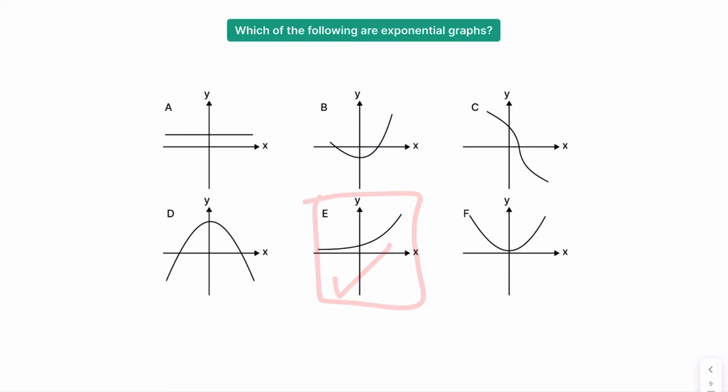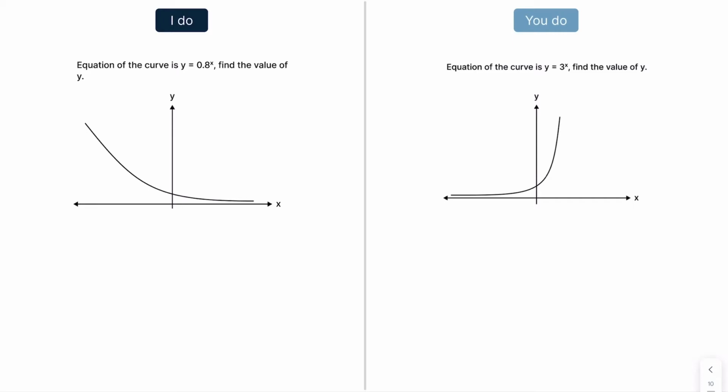Well, what about F? Now, F doesn't cross the x-axis, and it does rapidly increase, but it should only rapidly increase on one side, not both sides. Okay, so if it increased on this side, it should be getting close to the x-axis on this side, and if it was increasing as x increases, it should then be getting close to the x-axis on this side. So this is not an exponential graph. So E is the answer there. Hopefully that clarifies exactly what an exponential graph looks like. So moving on to our first example. So the way my videos work, I'm going to do the example on the left.